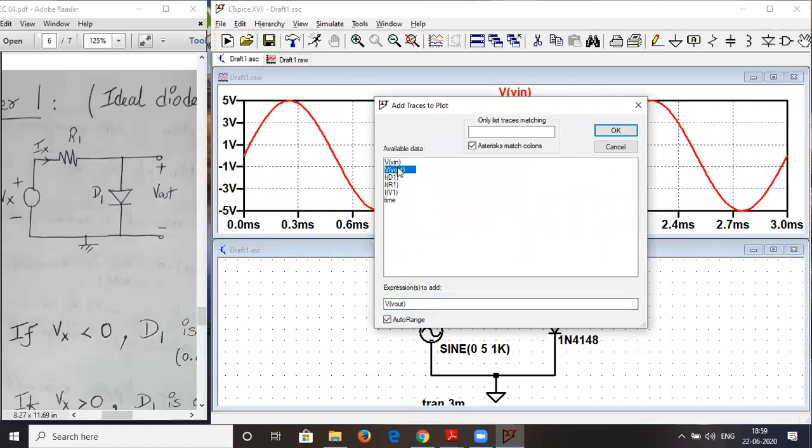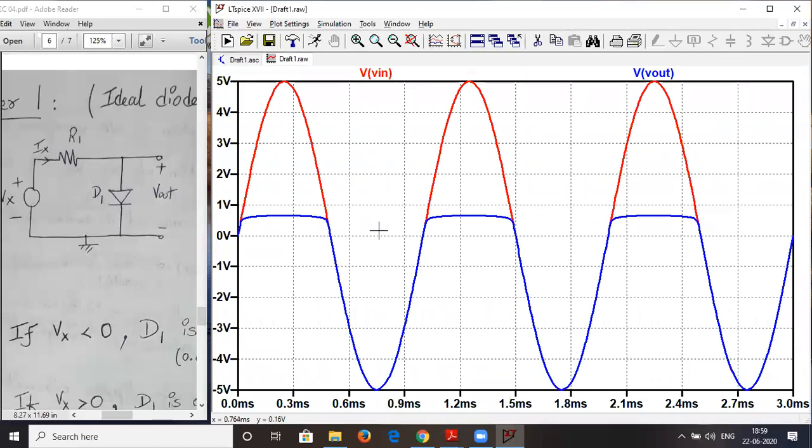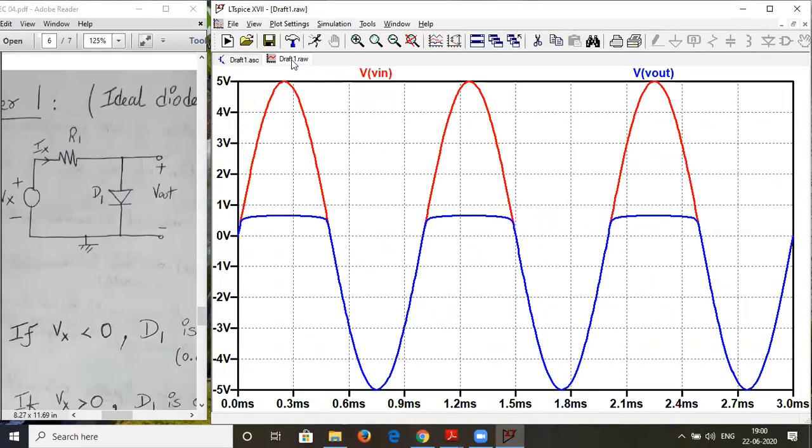Let us just blindly plot this V out. Yeah, so here we have it. V out is plotted, but we don't know what this circuit is really doing. Of course, definitely it's a kind of clipper circuit. The blue part is my output and my red is my input. So definitely it is clipping off the positive portion of the input waveform, so it's a positive clipper circuit.